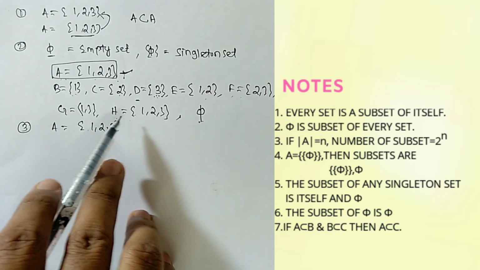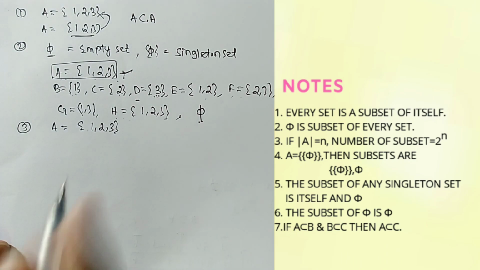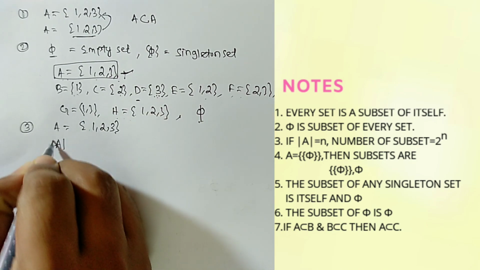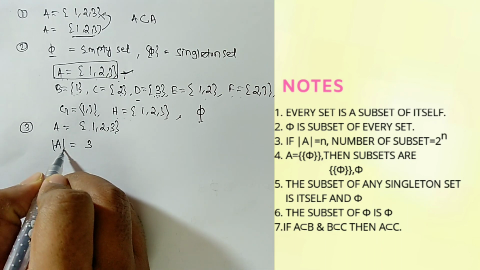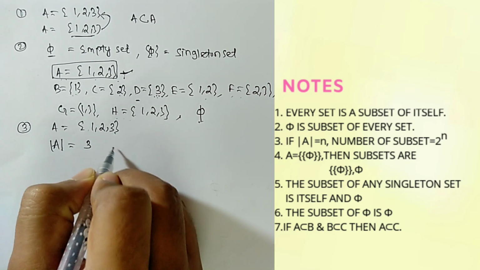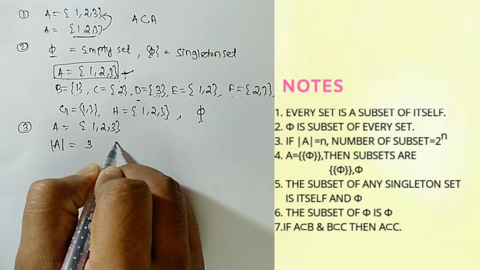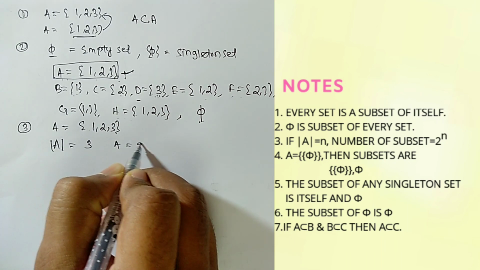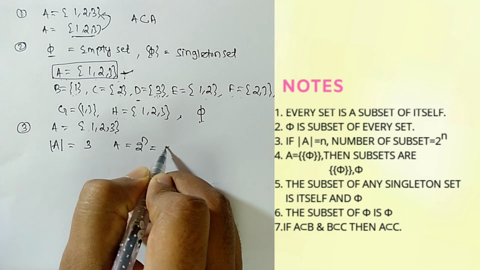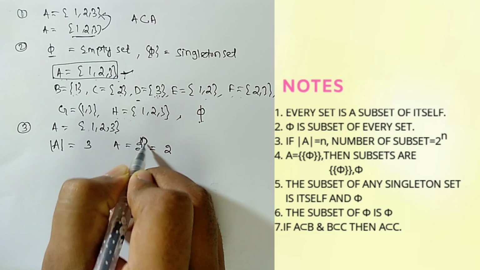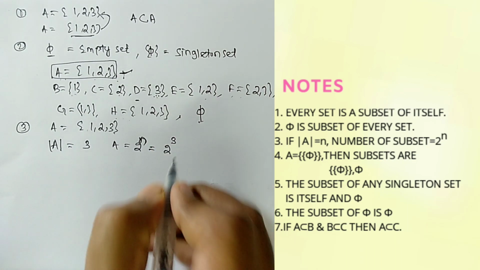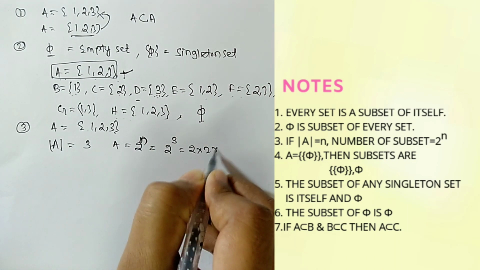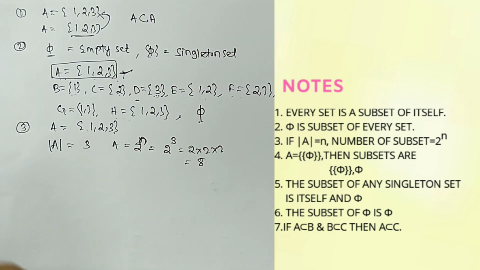So these are the number of subsets. Here the set A has 3 elements. The cardinality of the set is 3. So the number of subsets will be equal to 2 to the power n, where n represents the number of elements. So 2 to the power 3 means 2 times 2 times 2. So it is 8.